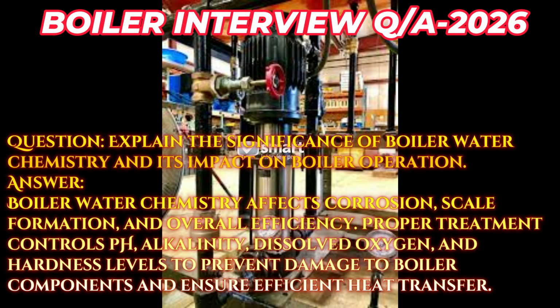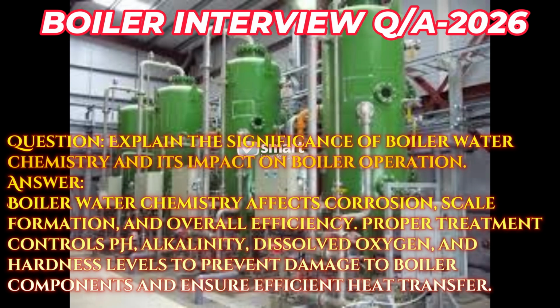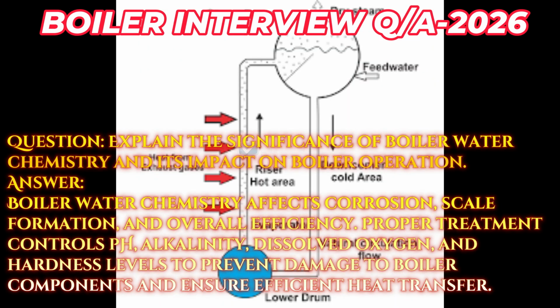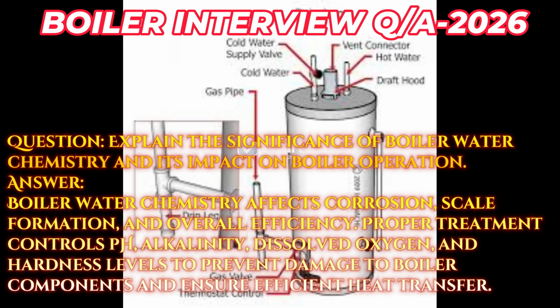Question. Explain the significance of boiler water chemistry and its impact on boiler operation. Answer. Boiler water chemistry affects corrosion, scale formation, and overall efficiency. Proper treatment controls pH, alkalinity, dissolved oxygen, and hardness levels to prevent damage to boiler components and ensure efficient heat transfer.